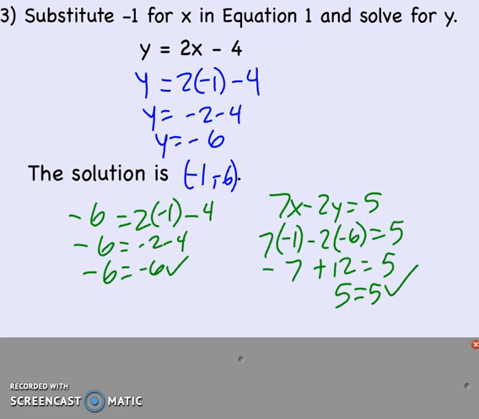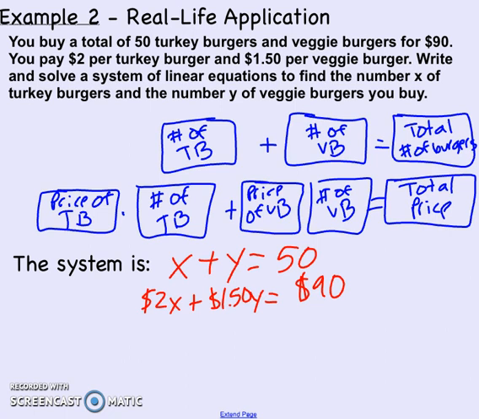For the second example, I've chosen a word problem. So I had to first come up with a system of equations. It says you buy a total of 50 turkey burgers and veggie burgers for $90. So it's 50 burgers altogether, and you spent $90. You pay $2 per turkey burger and $1.50 per veggie burger. Write and solve a system of linear equations to find the number x of turkey burgers and the number y of veggie burgers you buy. So I need two equations in my system. Ultimately, I'm trying to figure out how many veggie burgers and how many turkey burgers I bought.